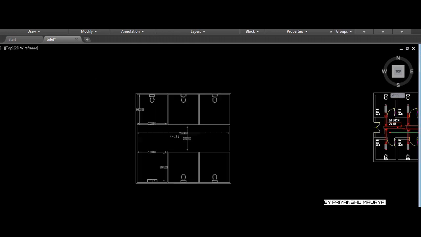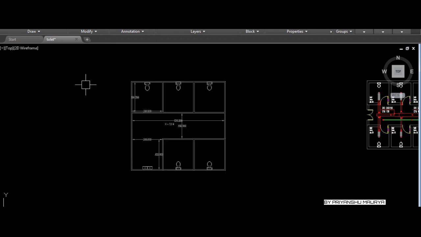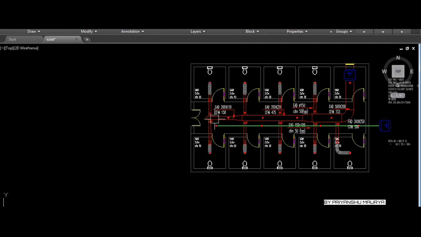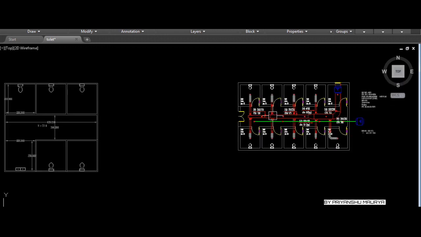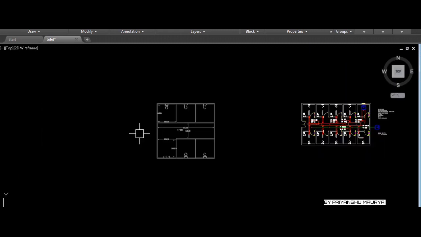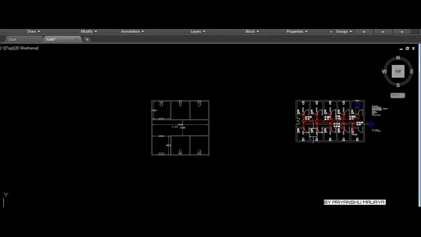So this is about the toilet ventilation and the drafting. See, here we have the drafting. So the same, this is the old one. I will explain the drafting also in my next video.